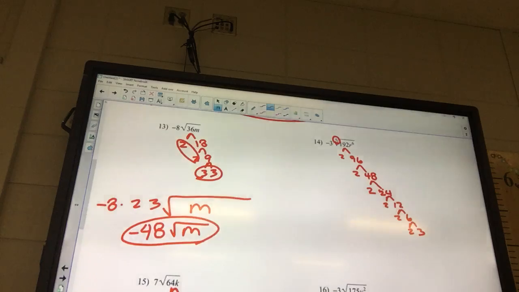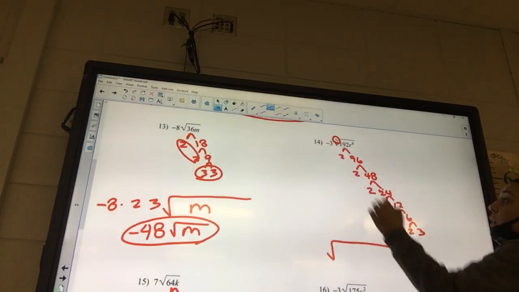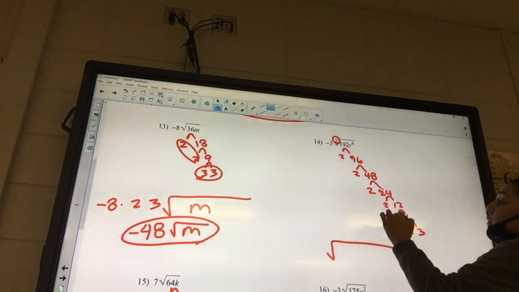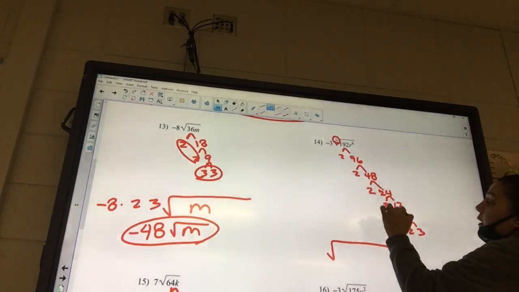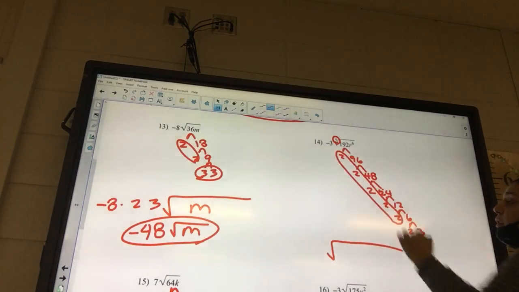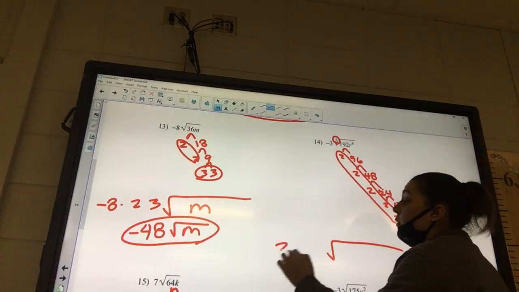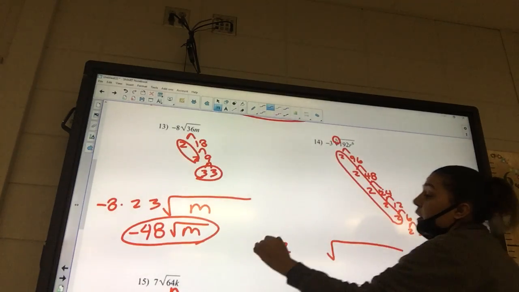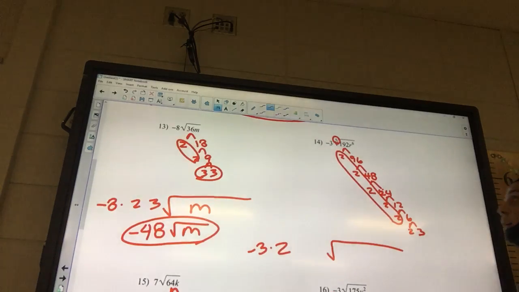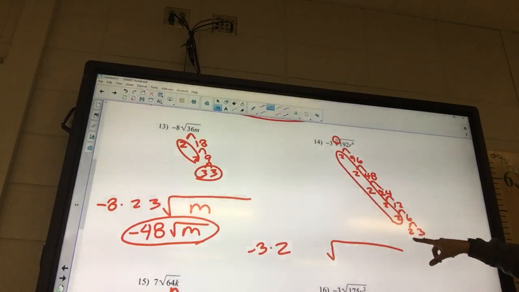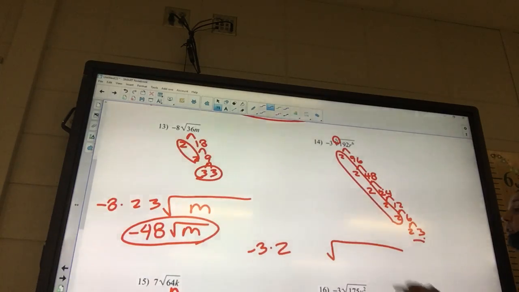So how many groups of 5 2s can I do? 1, 2, 3, 4, 5. Okay. So for every circled group, we put 1 on the outside, so you're still going to put a 2. And we can't forget that there's a -3 out there to start. As soon as you draw your bar, if there's a number out front, I would write it down. And then what about this 2 and 3? Can they go? No, so they go back on the inside.